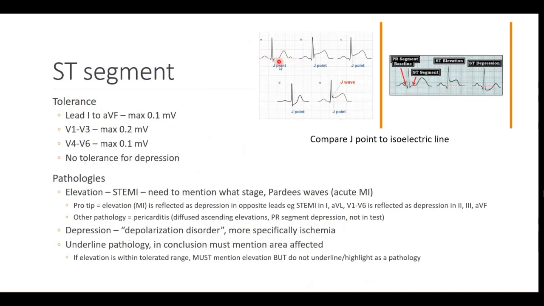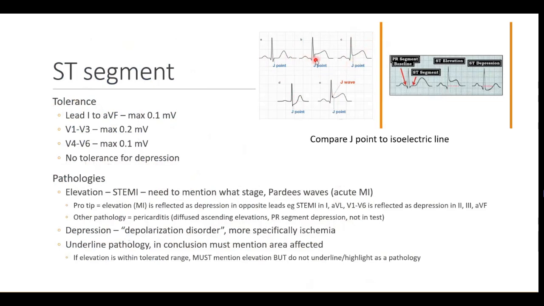And you would want to compare this J point to the isoelectric line. The isoelectric line is basically the baseline of the ECG, and make sure that you're comparing the J point to the isoelectric line that's right behind it. Don't go two QRS complexes behind, because it's possible that the leads can be pushed around. So sometimes the entire thing is not isoelectric. Some areas might be higher than other areas. So stick to the same moment in time.